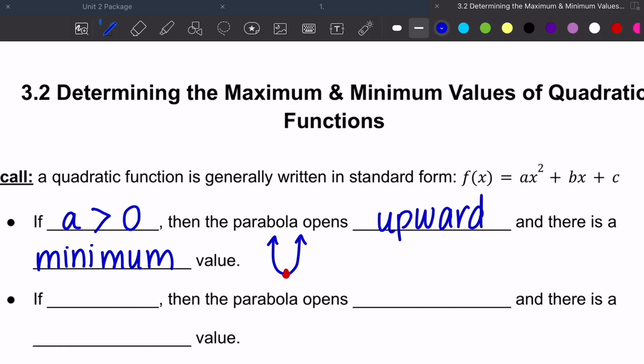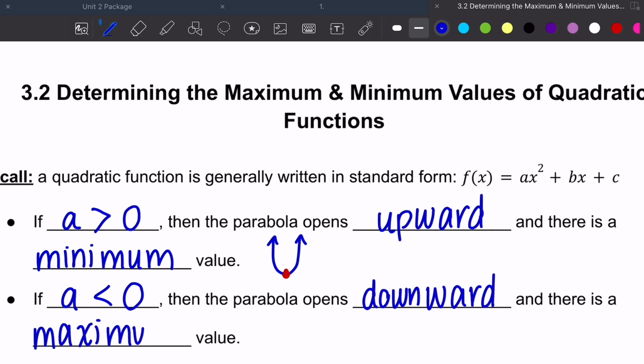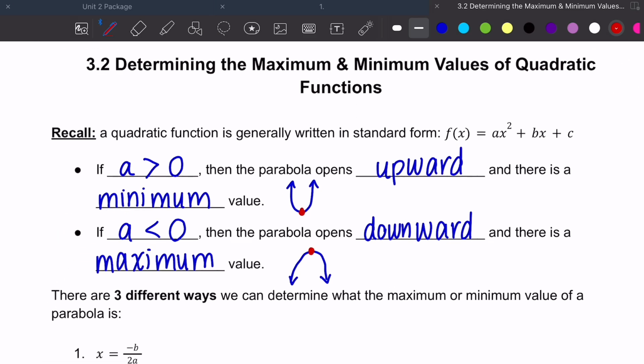Versus if a is less than 0, like a negative number, like negative 2, negative 5, then it opens downward and it's going to have a maximum value. Right? And our parabola is going to be this frowny face with a super max point, the highest point on the grid. So that's how you can tell off the bat, just by looking at an equation, what the shape of my parabola is. What's it going to have?